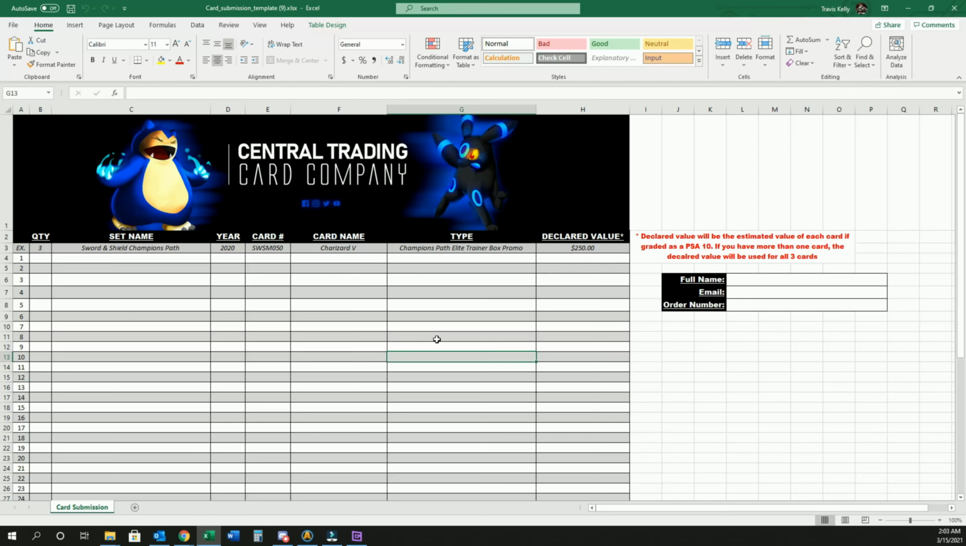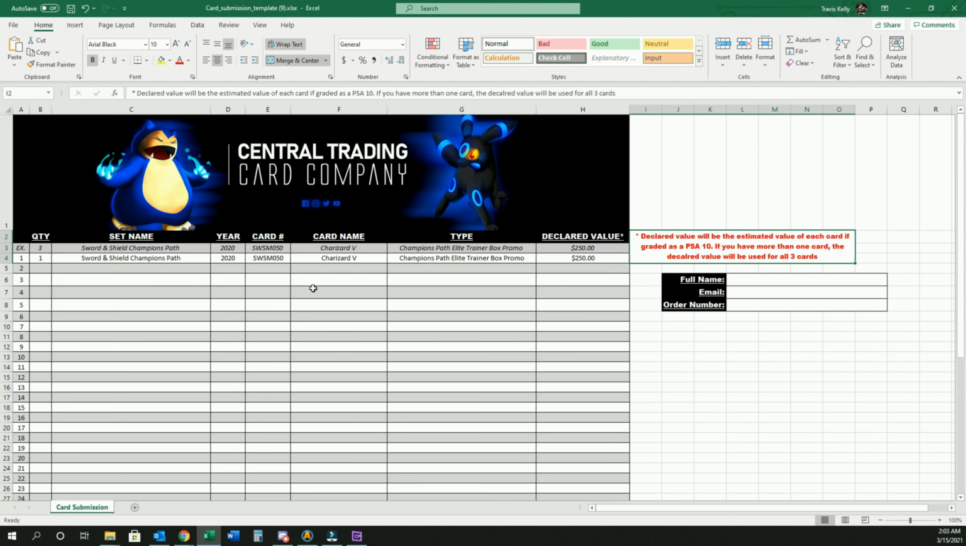Once you download it, it's going to look like this. This is pretty self-explanatory, nothing too crazy. How many cards you have, just type them in. We'll go right through here. We'll say Champions Path. It came out in 2020. This is the card number on the actual card itself, and it's a Charizard V. This is basically the promo, guys. This is the promo Charizard we're typing in here. Of course, when we did this, PSA 10 was roughly 250. I can't remember what it's at right now, but we'll say 250 sounds about right. So we'll go with the 250 mark.